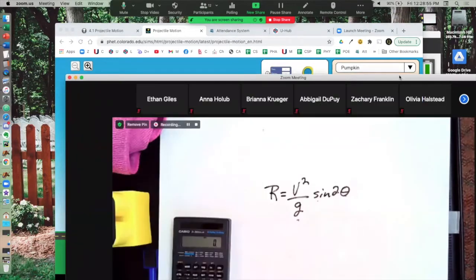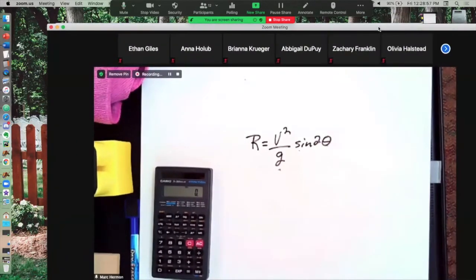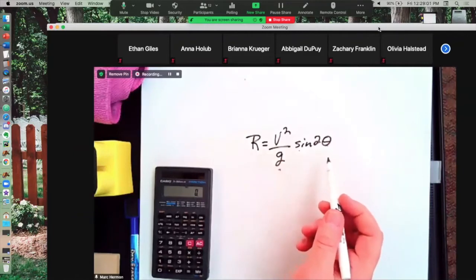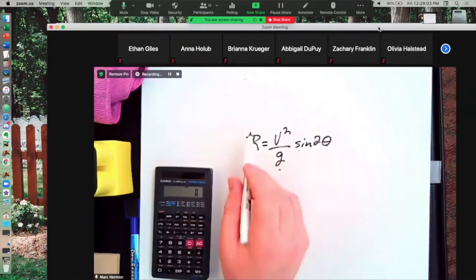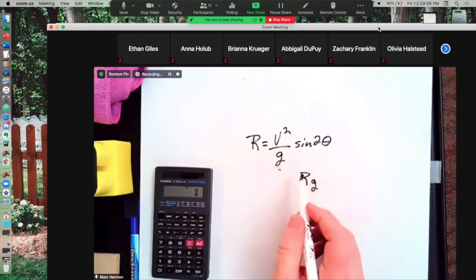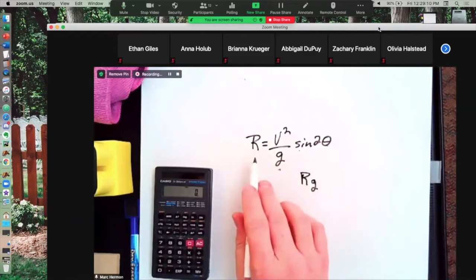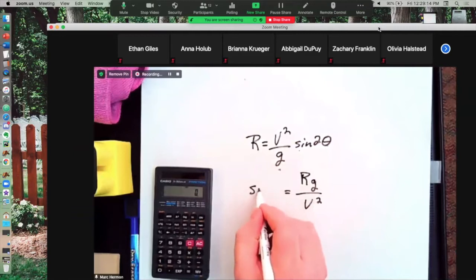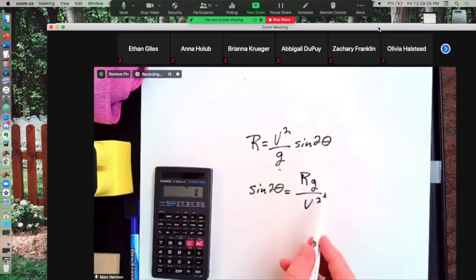I've got this equation here, and I need to solve for the angle, right? So I'm going to take the G times the other side. So it's going to be R times G, and I can then divide by V squared, and that'll equal sine of 2 theta. I'm trying to solve for theta. How do I get out of this? What do I have to do to both sides?